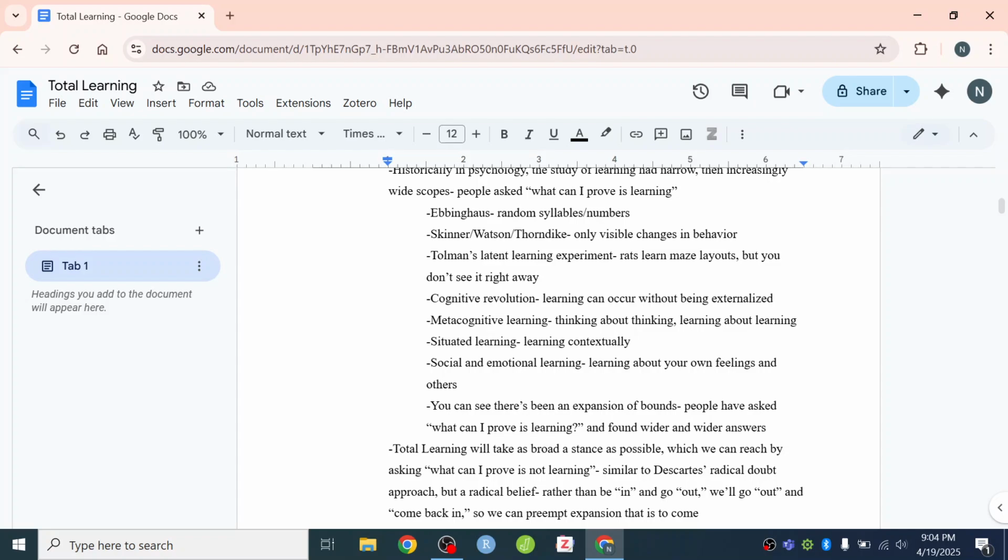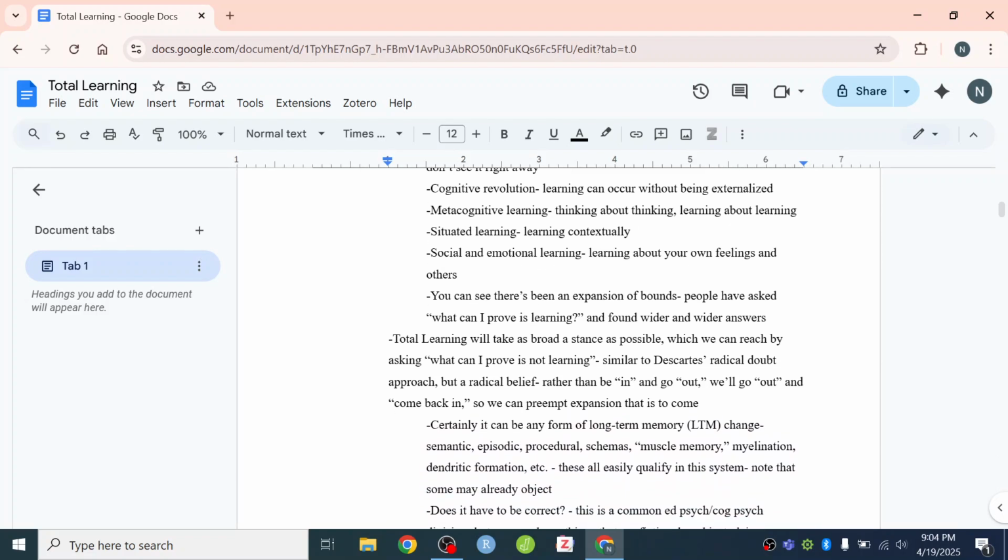rather than saying this is what we believe to be learning and let's see if we can accept something that we don't currently believe to be learning into our framework. We're going to go out and then come back in. We're going to say we're going to accept anything even vaguely reasonable as learning, and then we'll come in to the real practical questions of observation and experimentation and see where it could possibly fit within that very broad framework. Okay.